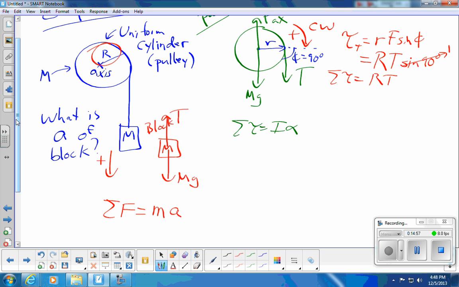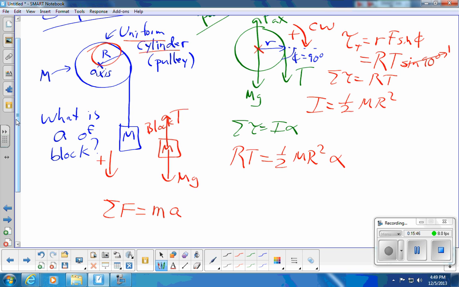Okay, what about I? I is the rotational inertia or moment of inertia of this uniform cylinder, and I can look up, it's rotating about its center of mass. I don't have to do any parallel axis theorem for that. Remember, we're analyzing just the pulley, so we're interested in the center of mass of just the pulley, and that is in the middle of the pulley. So I can just look up the rotational inertia of a uniform cylinder about its center, and I find out that that is 1/2 mr squared, looking it up in that chart in the book. So this net torque equals I alpha turns into RT for the net torque equals 1/2 mr squared times alpha.